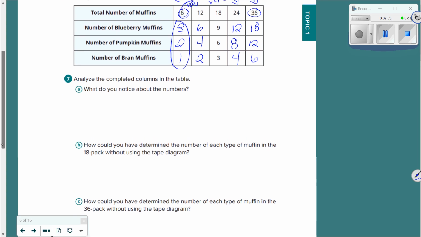All right, number 7, analyze the columns. What do you notice about the numbers? It's making equivalent. Okay, but it is actually making equivalent. What are we talking about right now?